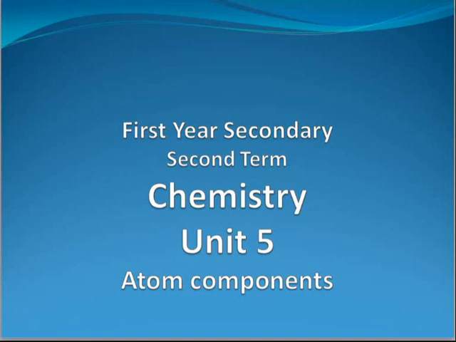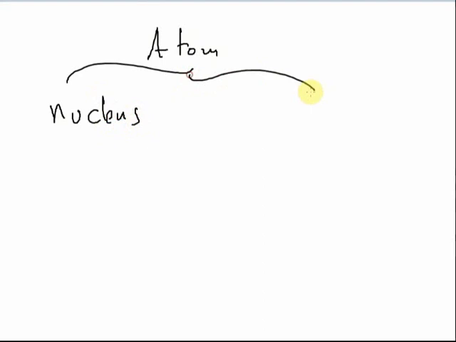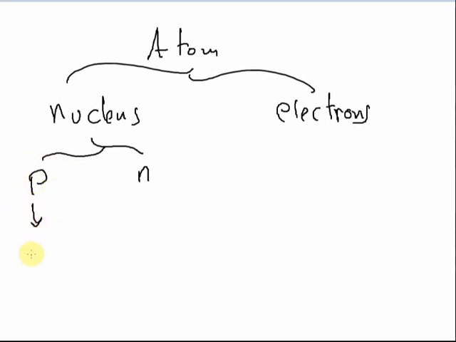At the beginning of this lesson, we must recall some information we studied before in grade 7 about the atom components. We all know that the atom consists of two main things: the nucleus and electrons. The nucleus contains protons and neutrons, where protons have positive charge and neutrons have neutral charge.